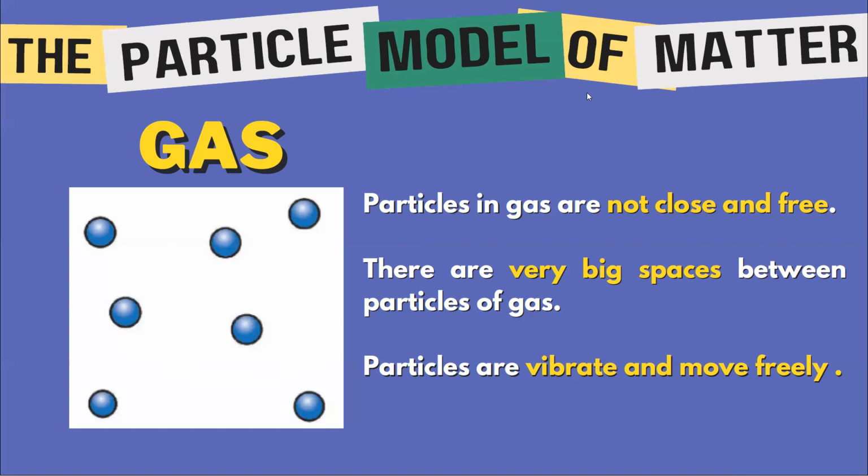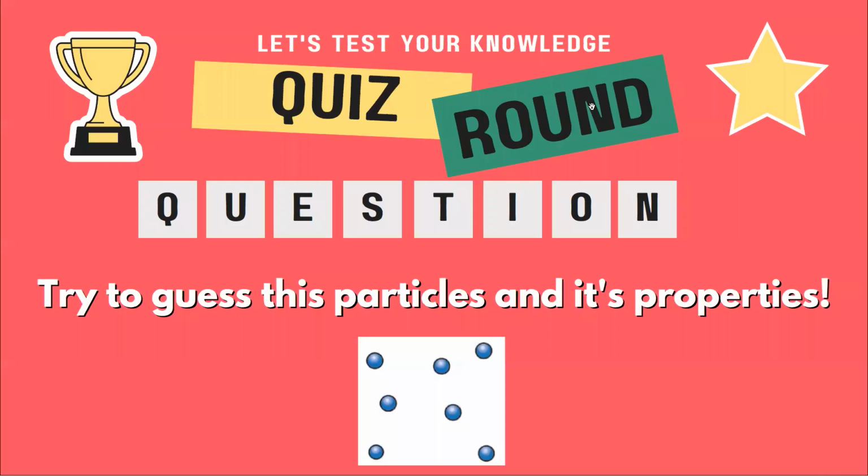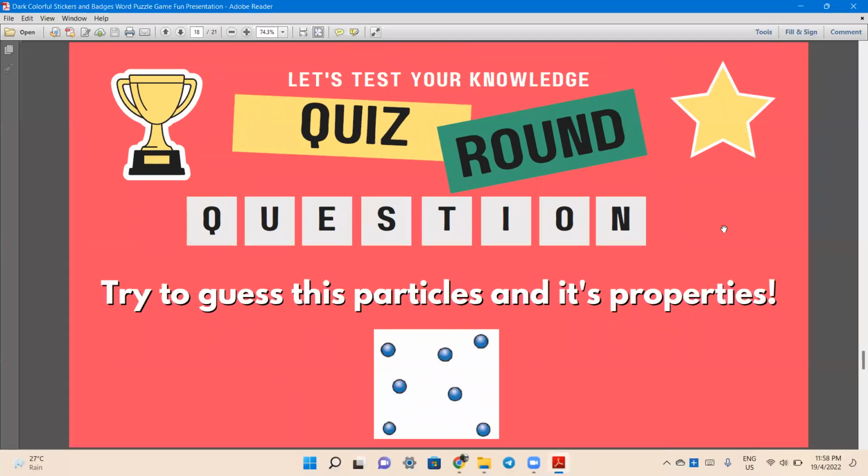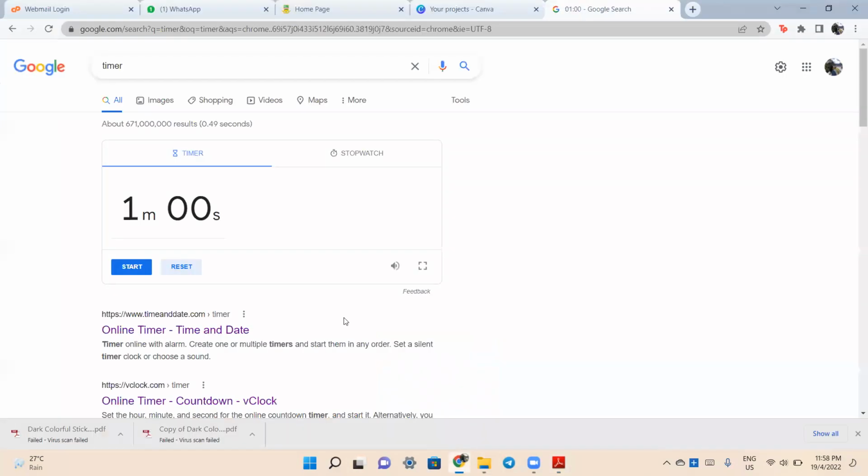All right, let's see whether you understand the topic or not. Let's do another quiz round. The question is, try to guess this particle based on a picture I put here and its properties. What does it mean by properties? Is that a characteristic or a description? So you need to tell me what this state of matter is and tell me a fun fact about what we just learned. Let me put a minute. Try to answer within this minute.